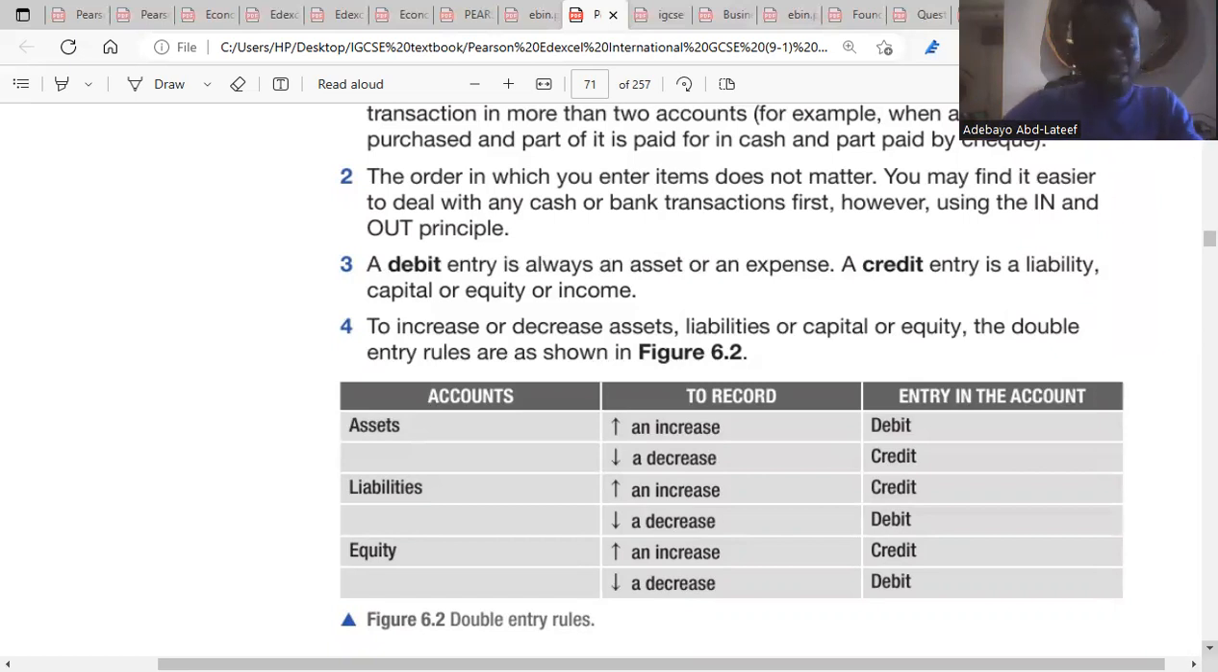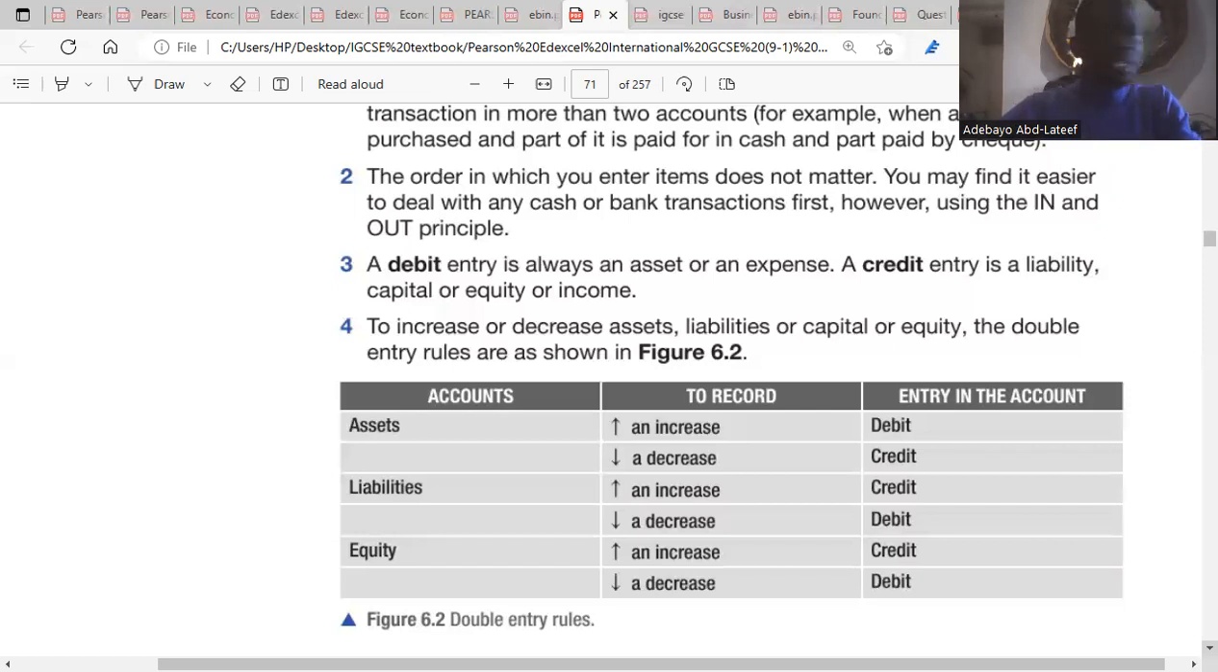So for assets, these are resources that belong to the business. Whatever you have in terms of capital, in terms of liabilities, they all work for the business. So logically, they are all assets because they work for the business, but they have different items and different titles. So for assets, how do you increase your assets?